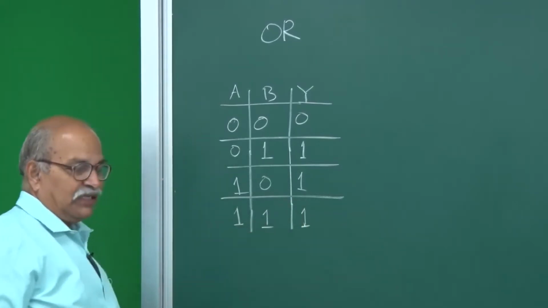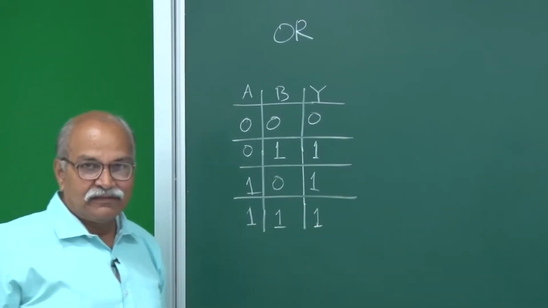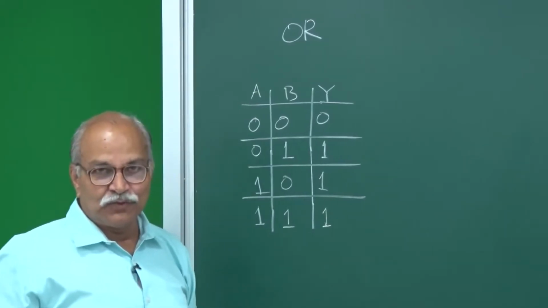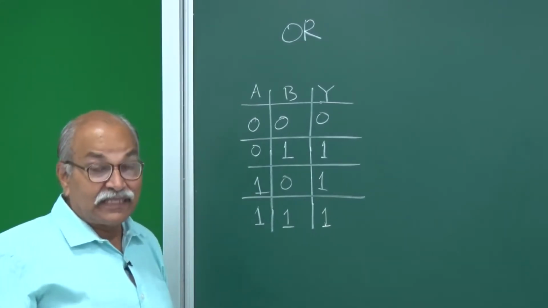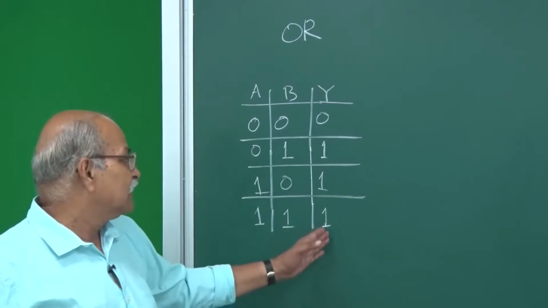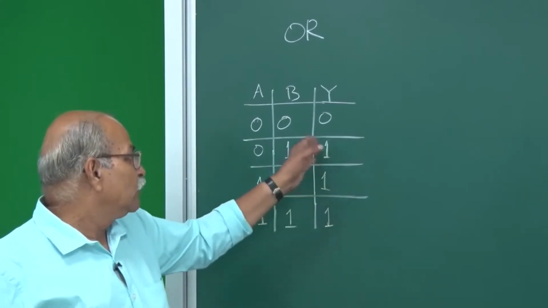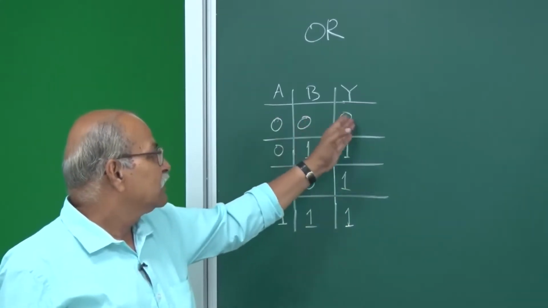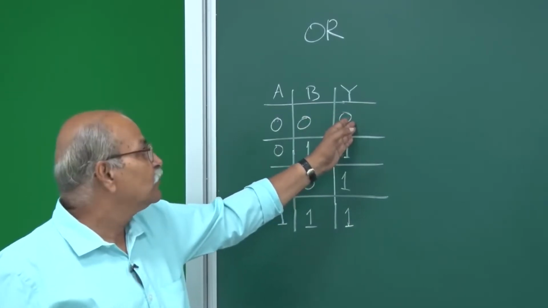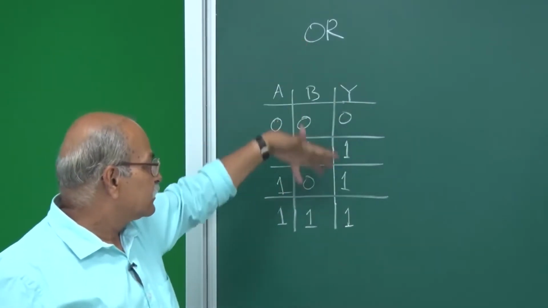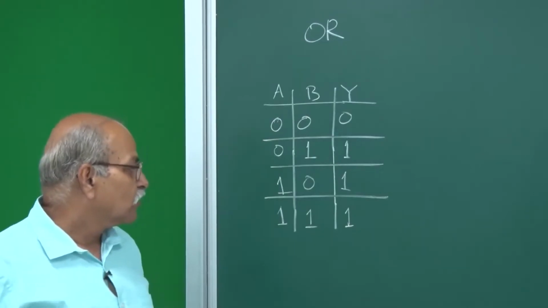So A or B, any one, at least one of these two, both is okay, is high, then the output is high. Only if both of them are 0, then it is 0. So that is known as OR, and this is the truth table for OR.